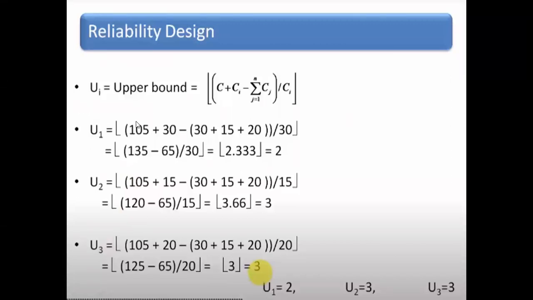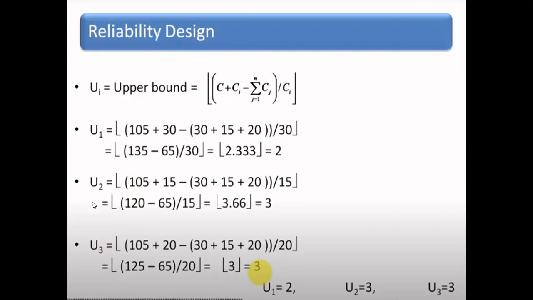Yesterday we were discussing the upper bound of each device. The upper bound of the first device is 2, the upper bound of the second device is 3, and the upper bound of the third device is 3. The upper bound means the maximum number of devices connected in parallel.